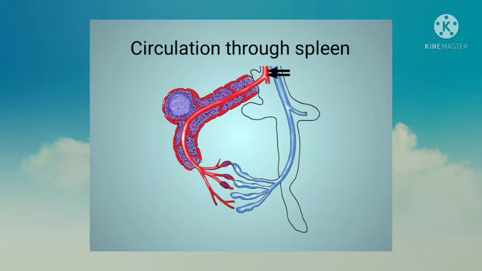For some distance, each arteriole is surrounded by dense sheets of lymphocytes. These lymphocytes constitute the white pulp of the spleen. The arterioles then divide into a number of straight vessels called penicilli. Each of the penicilli shows a localized thickening of its wall, called an ellipsoid.